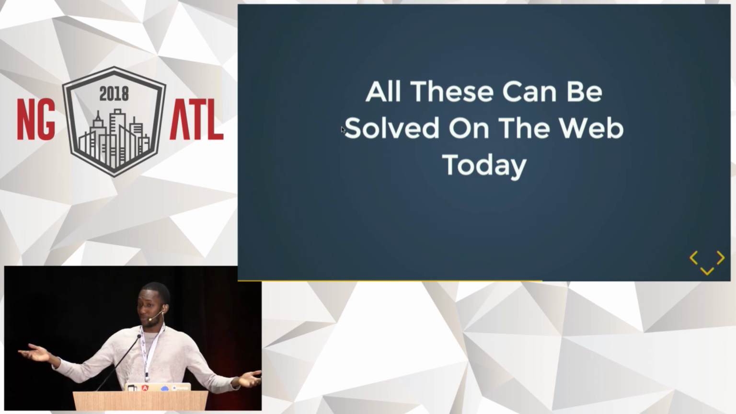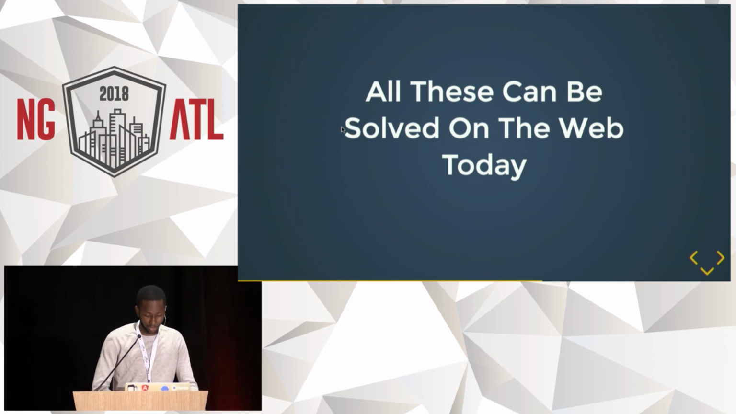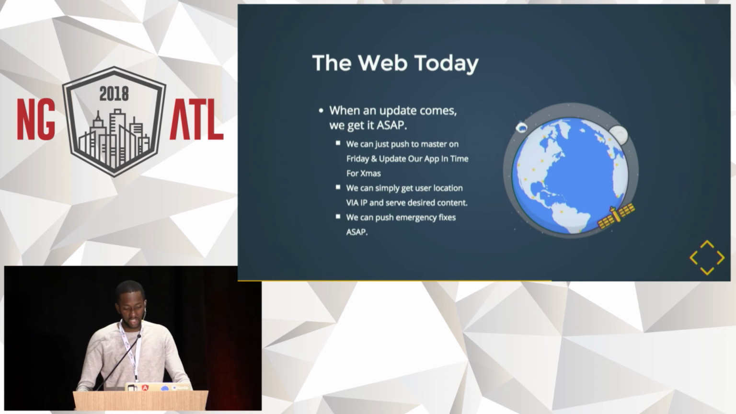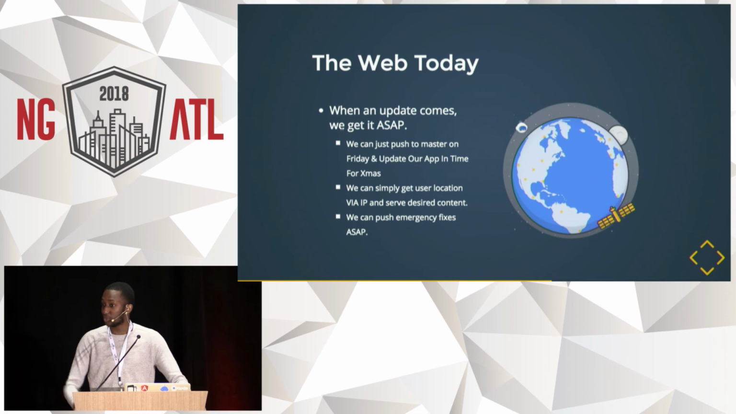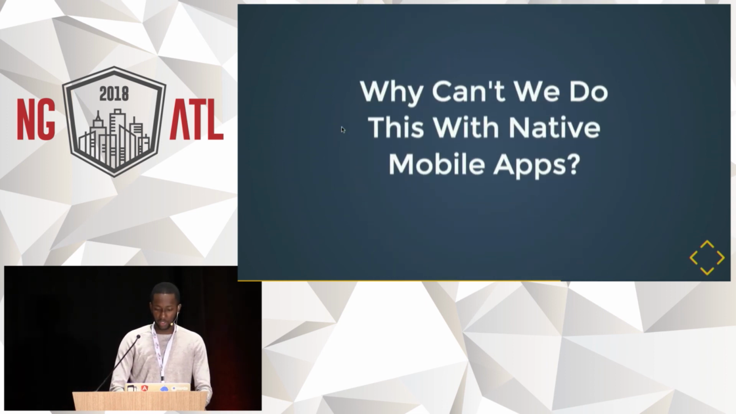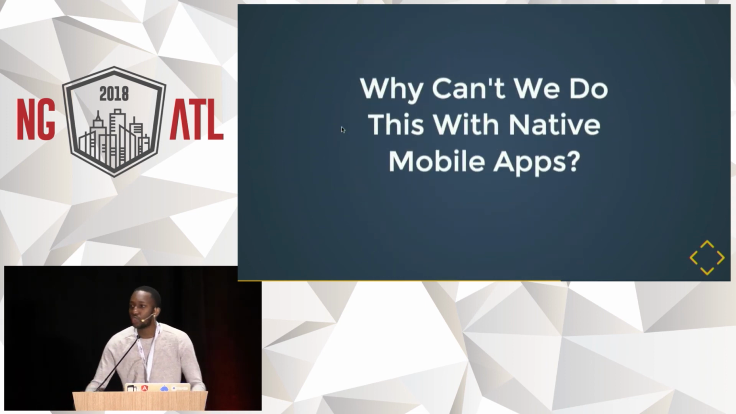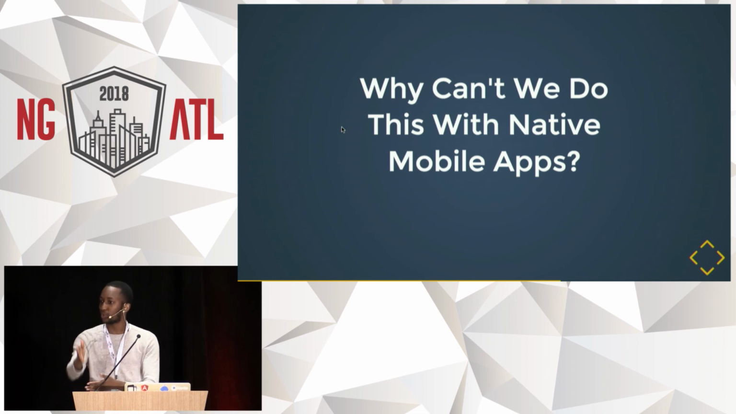And today on the web, that's pretty straightforward. When the update comes, you just push the update, push to Git, continuous integration, and pretty much that's all we need to do. If you want to do a different version of our app by location, we have access to IP addresses and all of that. But on native apps, you can't really just do hot fixes. You still have to go through that process.